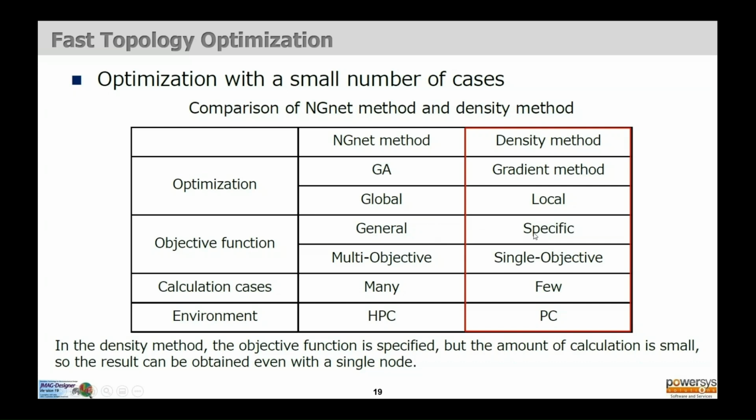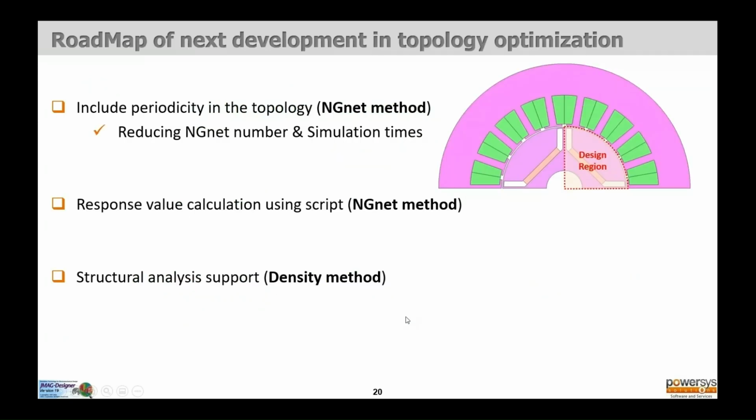Here you have some predefined function that you just need to select and run the calculation, and you cannot use several objective functions. You can only use a single function. And the next feature that the developers of JMAG will implement is below.